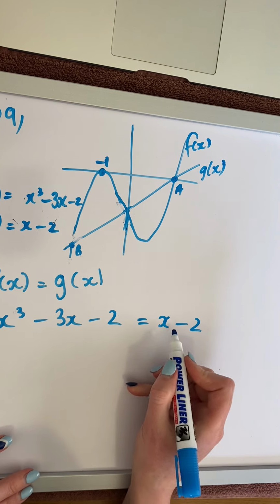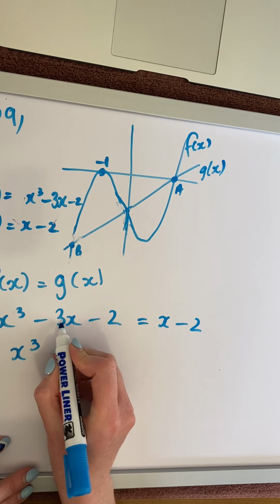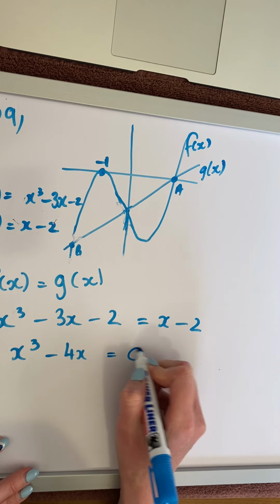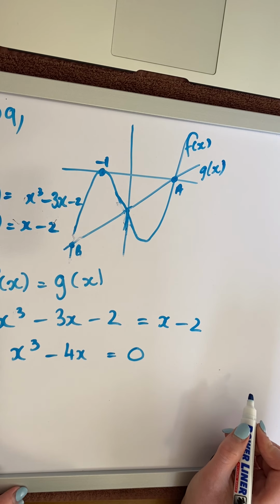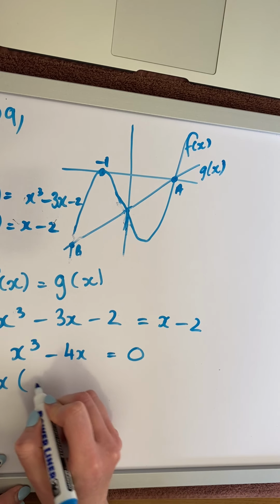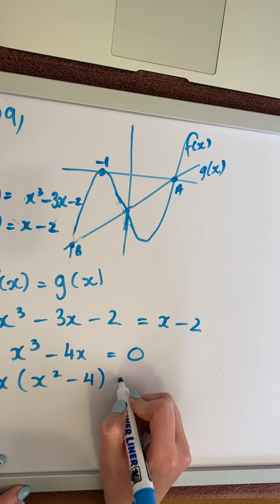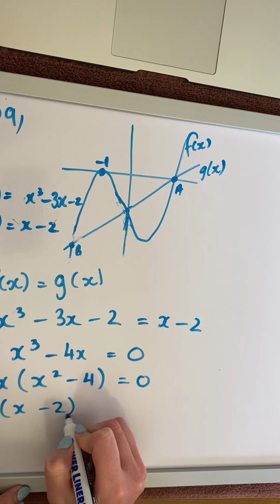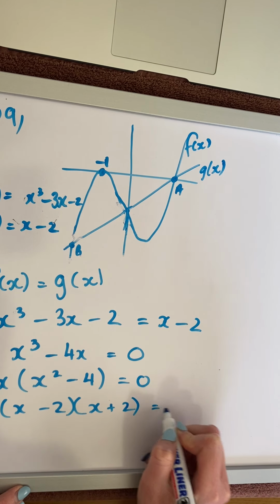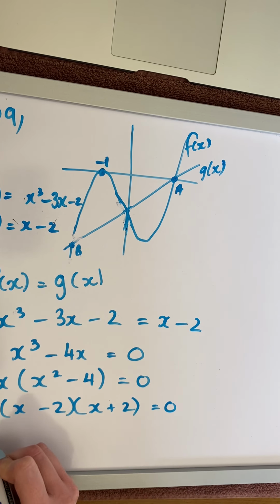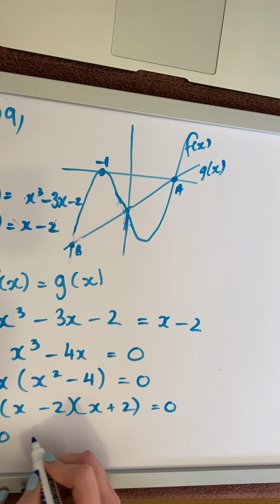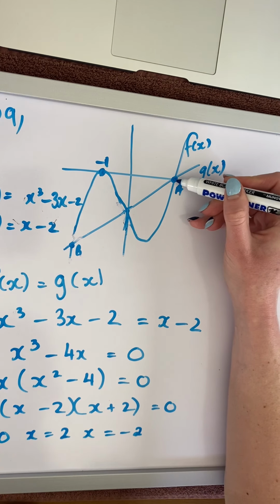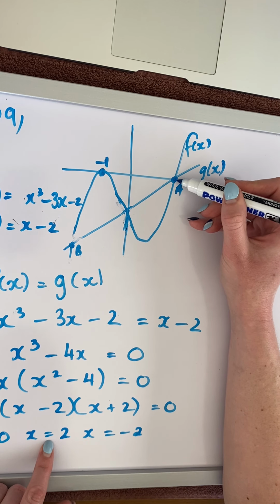Bringing everything to one side, we have x cubed minus 3x minus x is minus 4x. Minus 2 plus 2 is 0, so we have x cubed minus 4x is equal to 0. We can factorize out the x, which leaves x squared minus 4, which is the difference of 2 squares, so we have x minus 2 by x plus 2. So therefore our 3 intersection points occur at x equals 0, x equals 2, and x equals minus 2. A occurs at the point x equals 2.